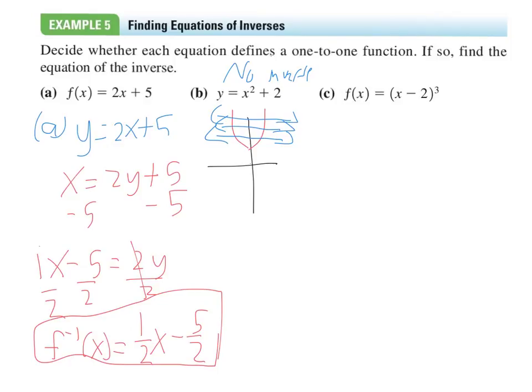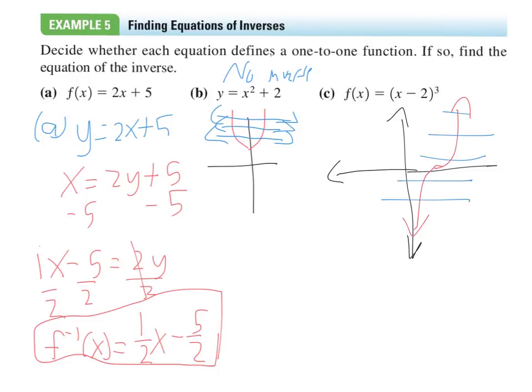Part C. Part C is a cubic function. Since it's x minus 2, that means it's shifted to the right 2, so it just looks like this. If you notice, that one would be 1-to-1, because no matter where you draw a horizontal line on the graph, it only crosses once, so it is 1-to-1.